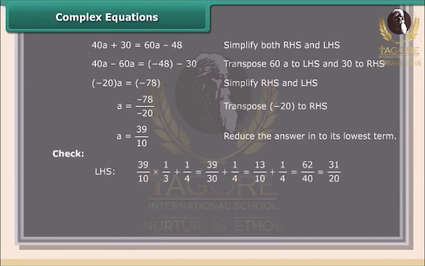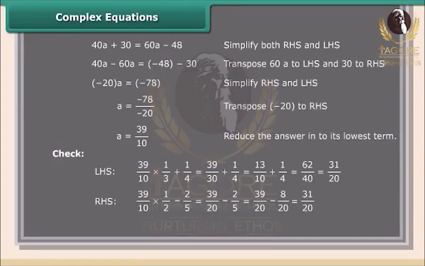Check. LHS = 39/10 × 1/3 + 1/4 = 39/30 + 1/4 = 13/10 + 1/4 = 62/40 = 31/20. RHS = 39/10 × 1/2 − 2/5 = 39/20 − 2/5 = 39/20 − 8/20 = 31/20, which shows RHS = LHS.